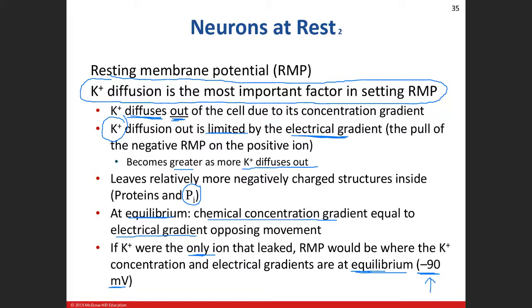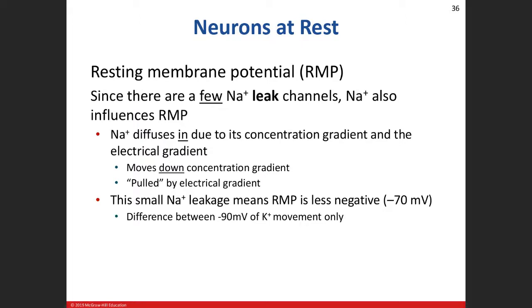Okay. And that's what I think this next slide talks about here. Oh, no. Okay. No. This talks about sodium's role. Sodium doesn't play as much of a role, right? Mainly because there's fewer leak channels, right? But it does influence the resting membrane potential. Because remember, sodium is going to leak into the cell. And remember, it'll bring in its positive charge.